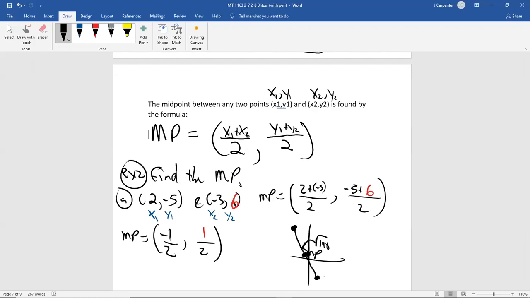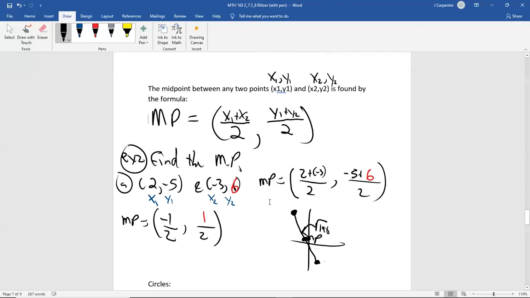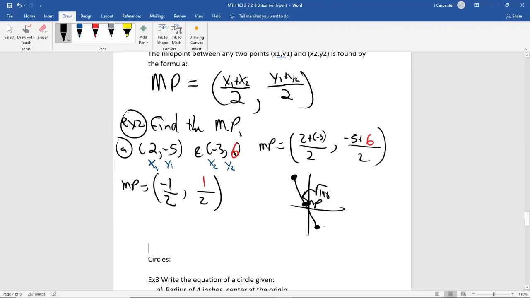So sometimes we're interested in taking a segment of a line. Maybe we just need to know its distance. Maybe we need to know a halfway point. Halfway points are great for finding balances of things if you're doing physics problems. All right.